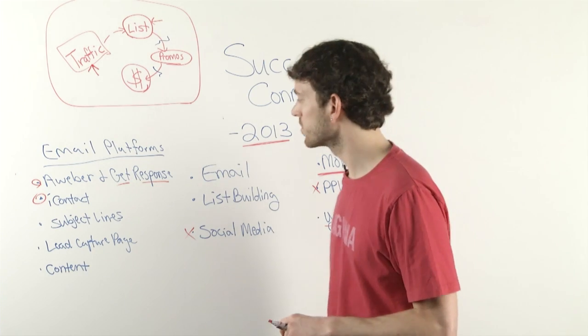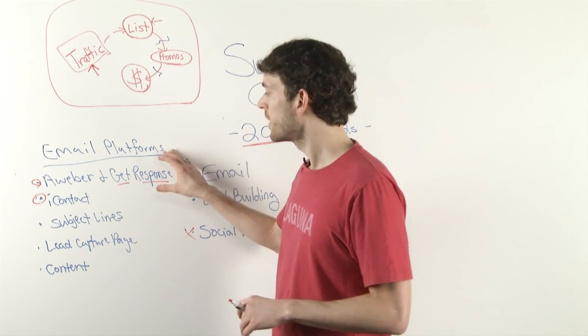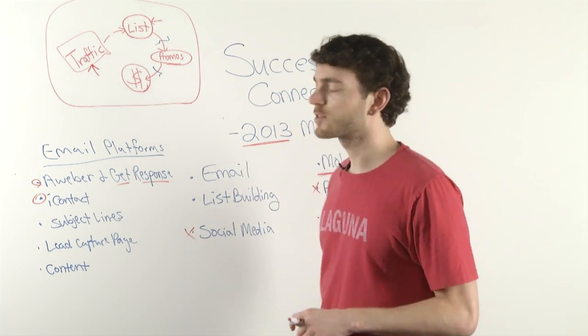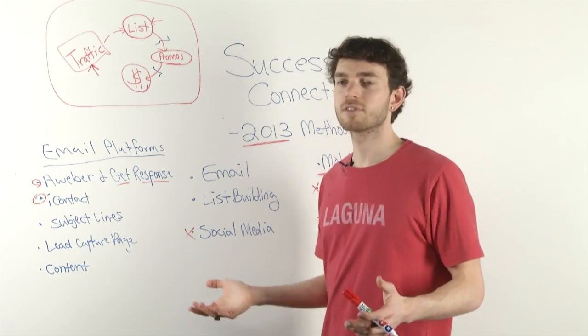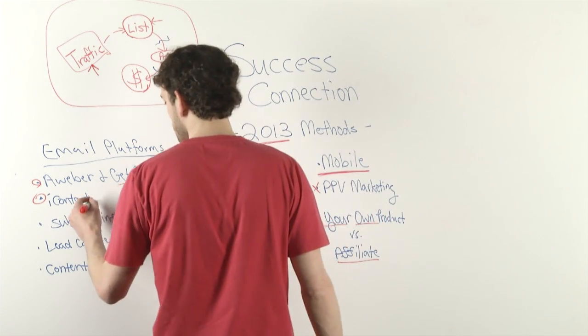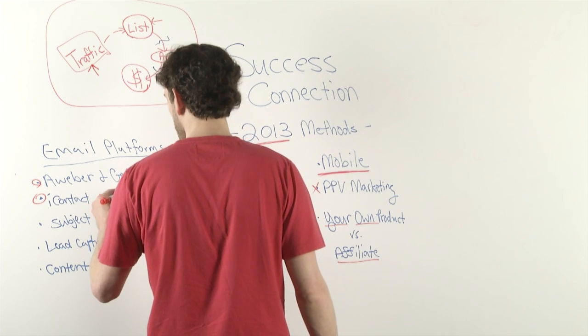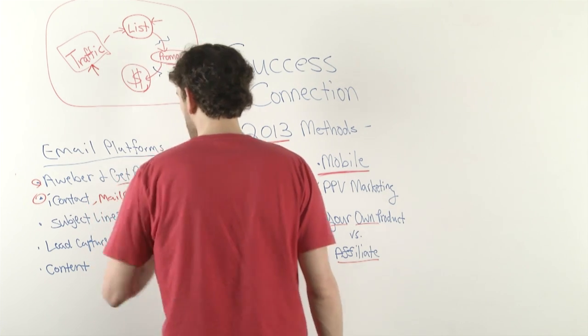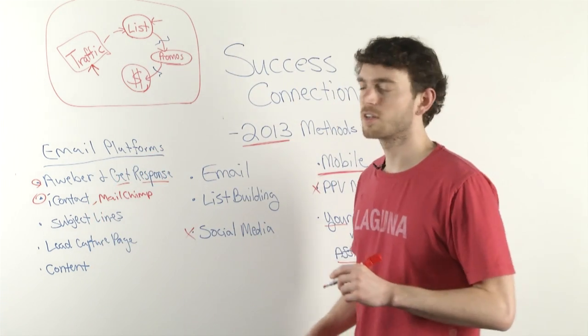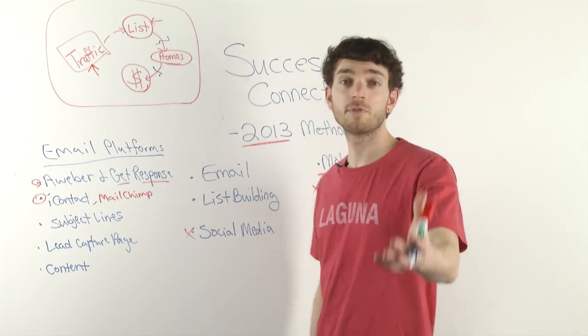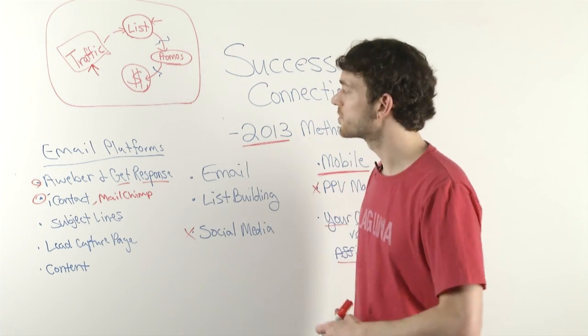I think we've talked about it here on the Success Connection before. So you've got Aweber, iContact, and GetResponse. They're all good options. There's also MailChimp, right? I would put that kind of down here with this one. So you've got four options here. I would suggest going with GetResponse, but if you've already got another email platform, then it's perfectly fine to keep using it.